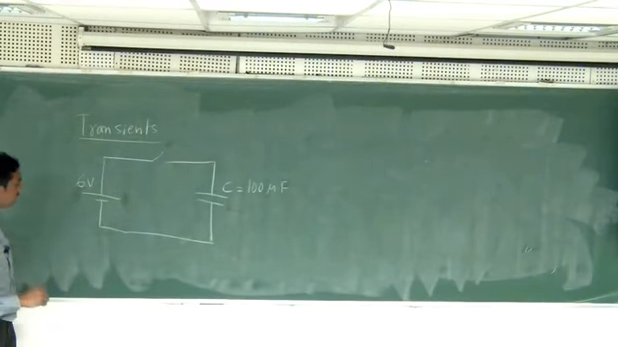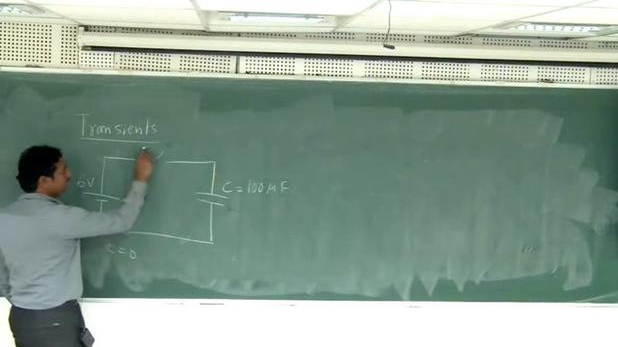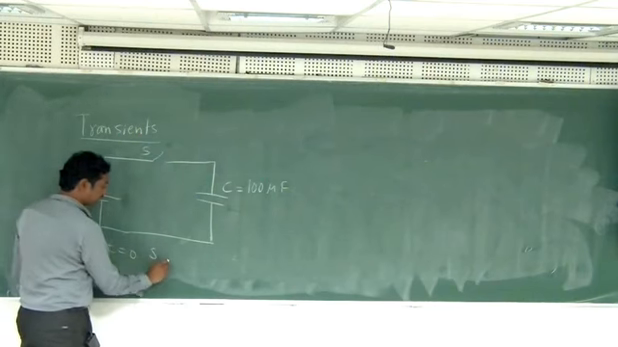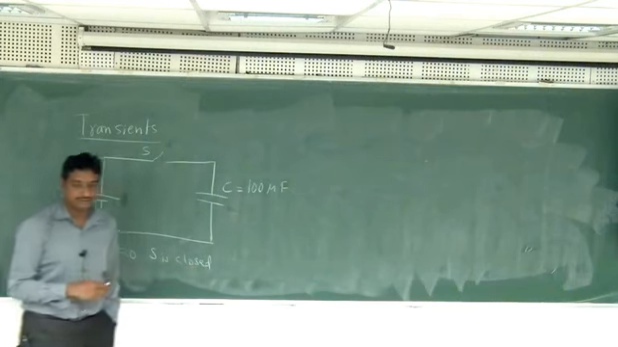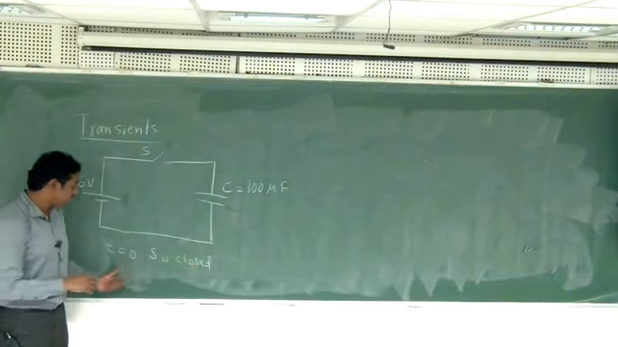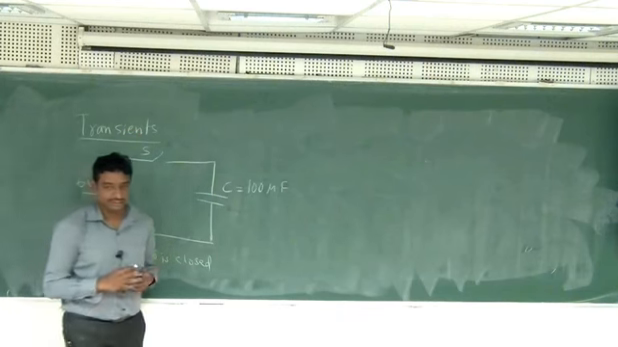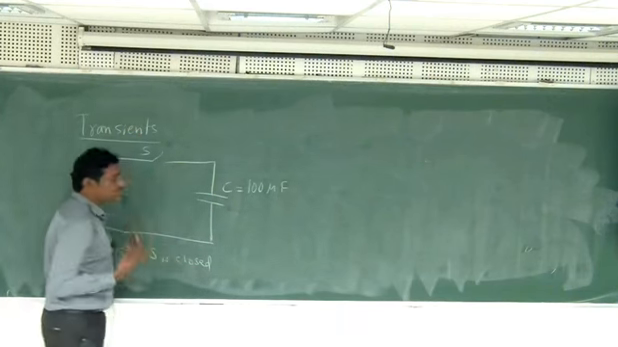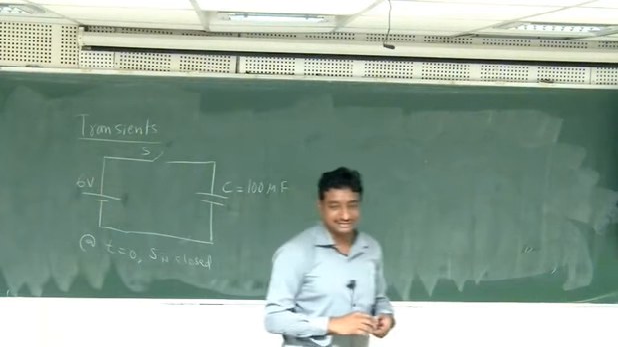So the question is, at time t equal to 0, the switch S is closed. Before time t equal to 0, switch S was open, but at t equal to 0, S is closed. So the question we are asking is, what happens after you close that switch? Can someone guess what the answer is?